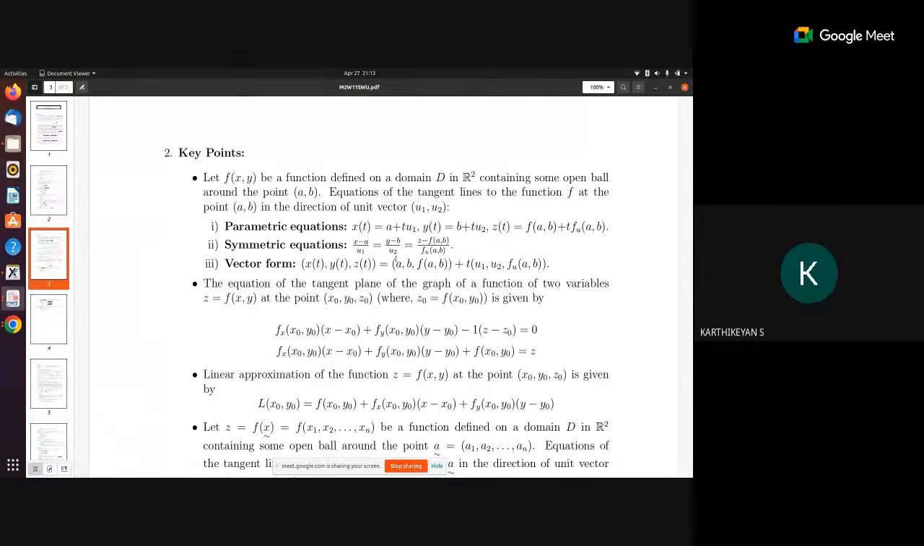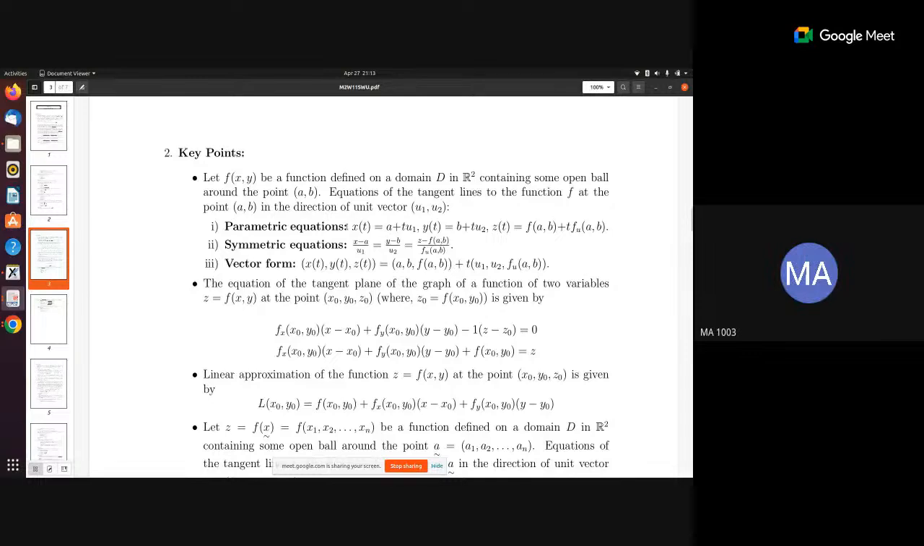Oh, sorry, sir. I got confused. The directional derivative is just a number. It is a scalar. It gives the slope at that point in the given direction. However, the tangent is the actual equation of the line itself.